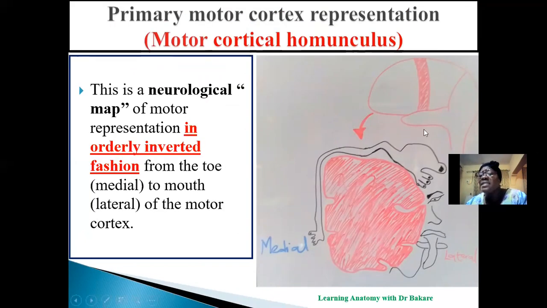Just as we have in the sensory cortex, we also have in the motor cortex. We have a neurological map that is used to represent the different regions of the body within the motor cortex. So this is the motor cortex highlighted, and this has been carved out to see the different regions on the motor cortex where the execution of motor activities can occur. So you can see that this is also inverted, with the limbs located in the medial part and the head region located in the lateral part.